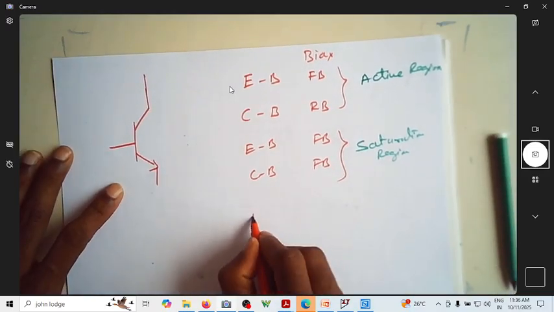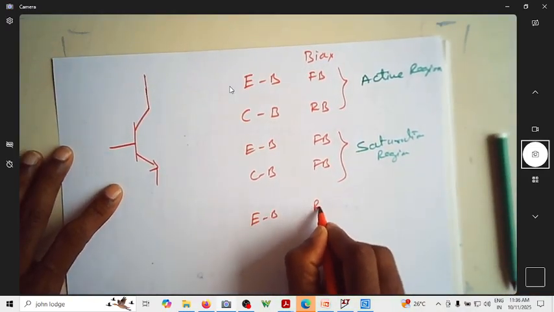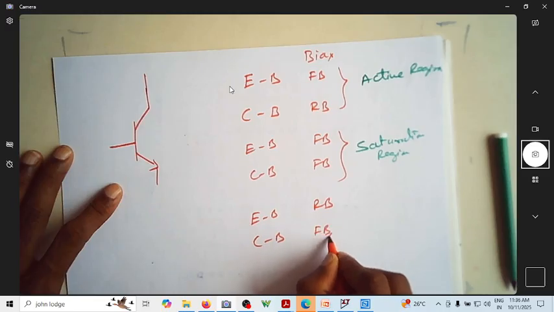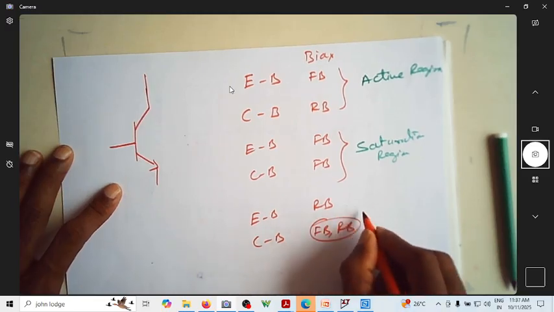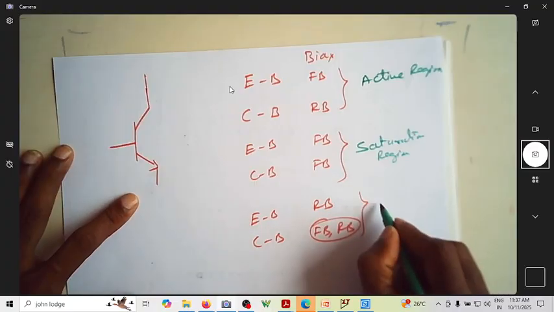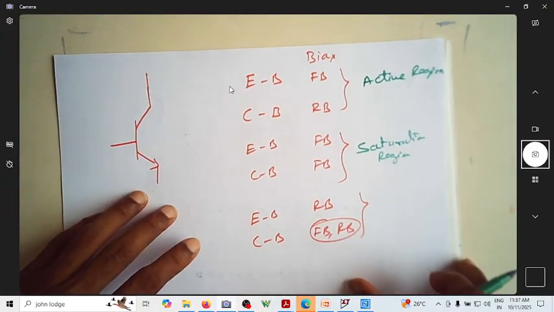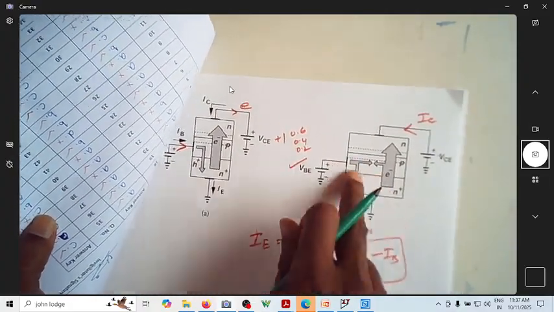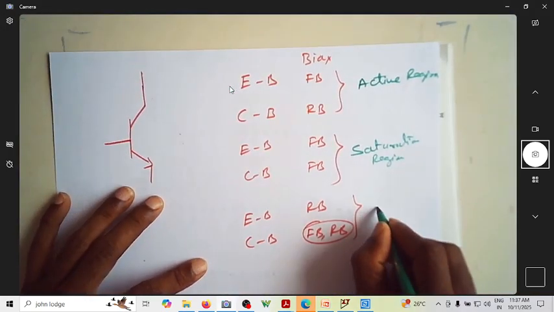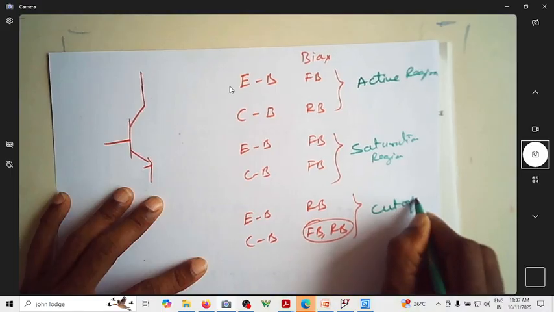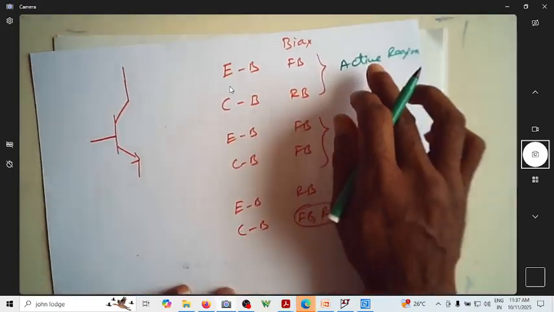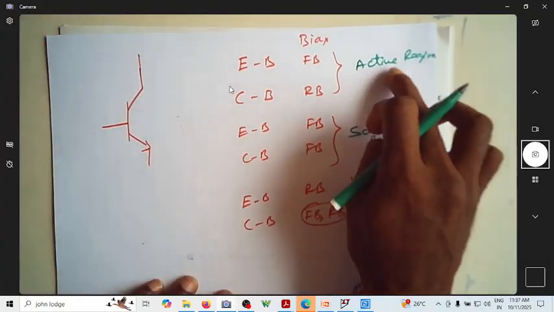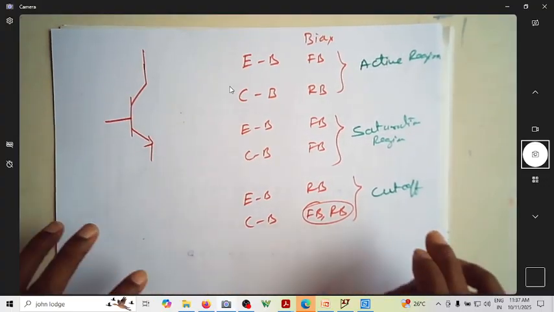Suppose the emitter base junction is reverse biased. Whether you forward bias or reverse bias the collector base junction, irrespective of this, there will be no current, because when you reverse bias it, there is no current flowing from the base to the emitter at all. There are no holes and no electrons. So then it is called the cutoff region. These are the three regions of operation of a BJT: active, saturation, and cutoff.